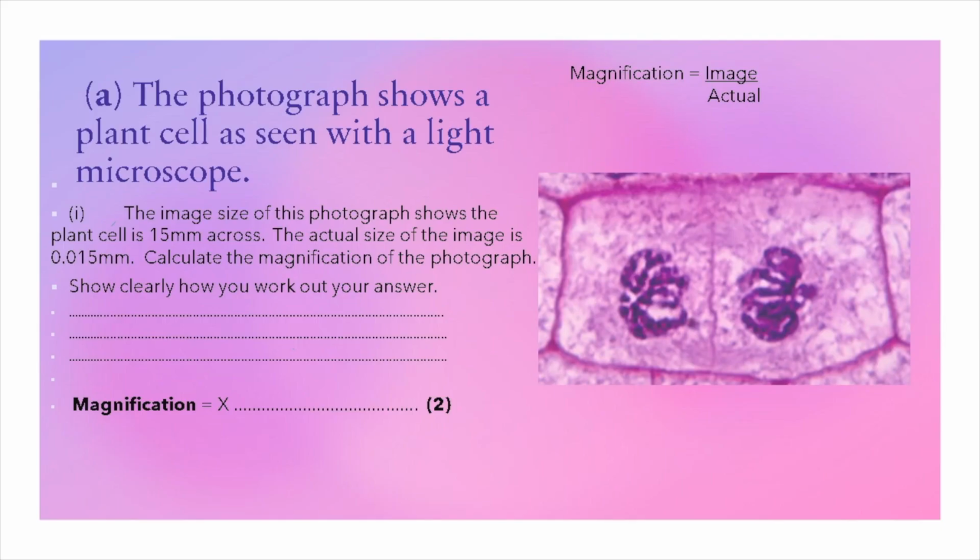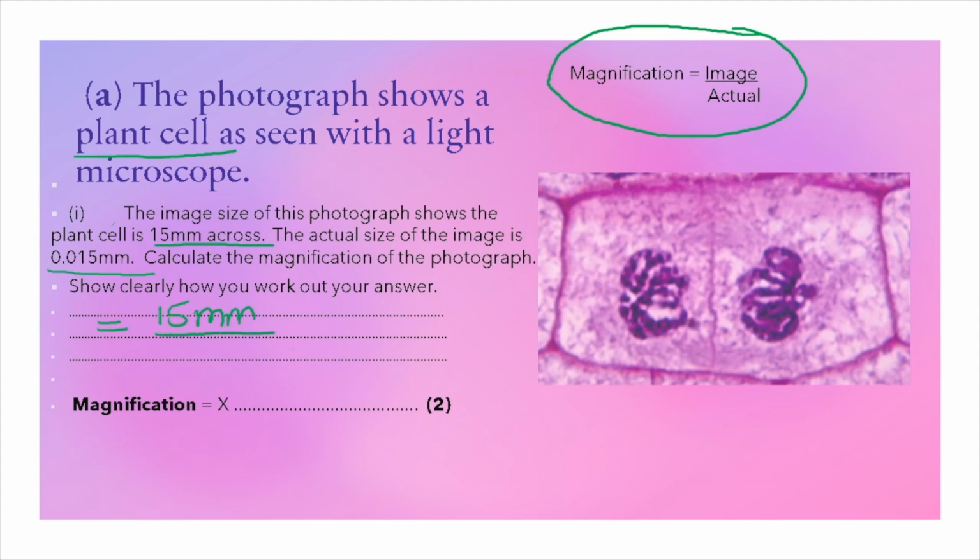Now we're going to do some calculations to do with magnification. First thing is, it's important that you know the equation. Magnification is image size divided by actual size. So we've got a photograph of a plant cell. The image size of the photograph shows the plant cell is 15 millimeters across. The actual size of the image is 0.015 millimeters across, and we've got to calculate the magnification and show our working out. So to work this out, we've got to have the image size, which is 15 millimeters, and that is going to be divided by the actual size of the image, which is 0.015 millimeters, and if we work that out, that works out at being 1,000 times magnification.